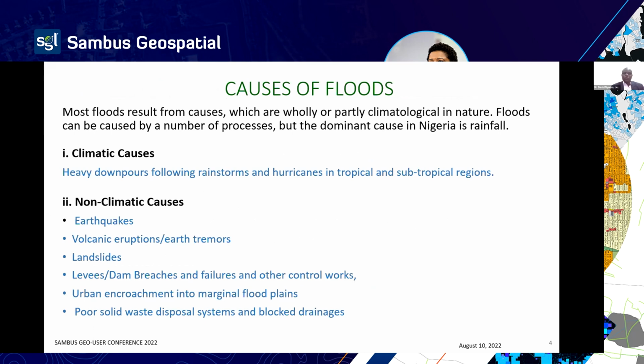Now, most floods are caused by climatic factors, and of course, they are mostly a result of precipitation. But you could have other known causes like earthquakes, volcanoes or landslides that can actually dam flowing rivers and cause flooding. Then, of course, in environments where there is poor waste disposal, sometimes waste can actually block flowing rivers, and they can lead to flooding.